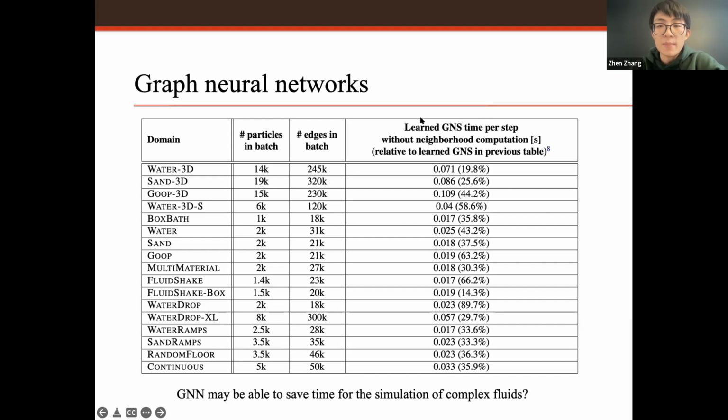But note that here, they didn't compute the neighborhood computations because they say that they are not experts in the particle simulation. So their implementation of the neighborhood computation is not very efficient. So they think it's not very fair if they take that neighborhood computation into account. But still, I think they show some kind of prospect in terms of using these graph networks in molecular simulations, in the sense that potentially you can really achieve some speed up using this type of approach.